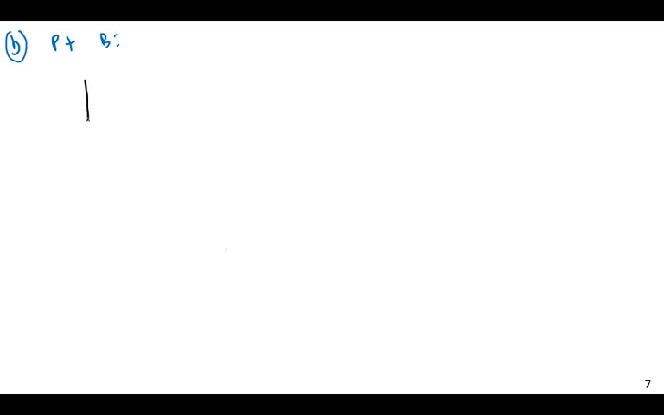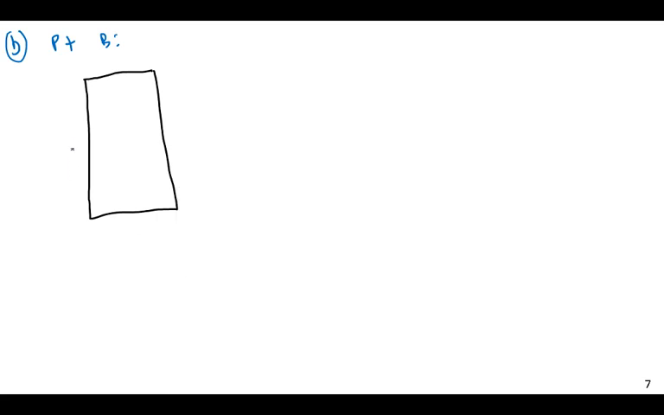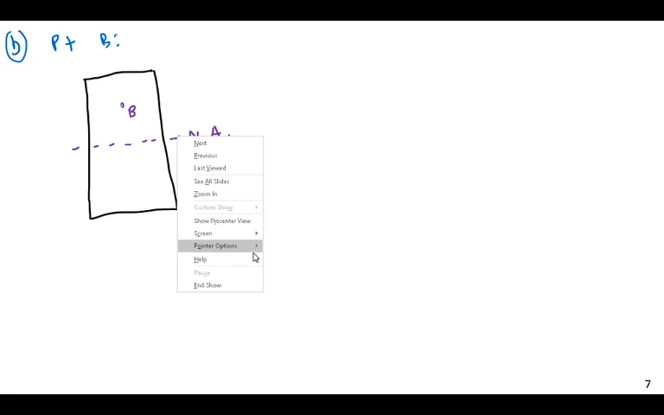So let me draw this a little bit bigger. Here. Like so. And we have the neutral axis here. Then point B, I'm going to draw it here. And that is a distance 1 inch from the peak, or 1 inch from the top of the beam. 1 inch from the top of the beam.